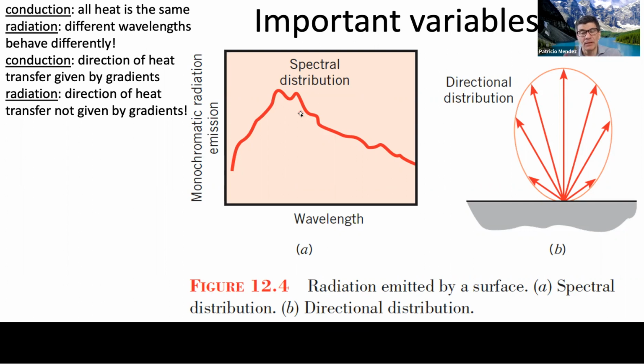That's one aspect. The other aspect is the directional distribution, because not only do we have different ways of transmitting heat with different wavelengths, but depending on the direction, we're going to have a different effect. It's not the same to emit heat normal to the surface by radiation than to emit the radiation at shallower angles that are close to being parallel to the surface. Things are quite different. So wavelength matters, directional distribution matters.